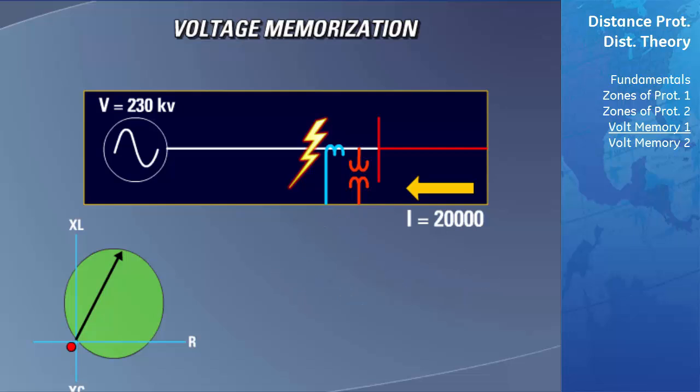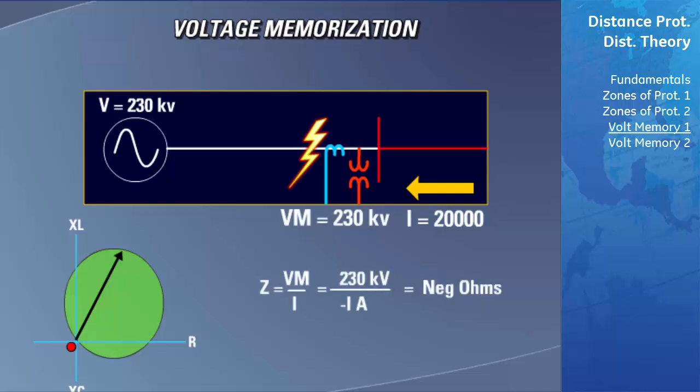When the D60 uses the memorized voltage, symbolized as Vm, which is equal to the value of the source voltage of 230 kilovolts, the calculated impedance is a negative number. This is a sure indication that the fault is located outside of the transmission line zone of protection, and the D60 would shrink the size of the Mho circle characteristic. Now the impedance calculated by the D60 is well outside the zone of protection.